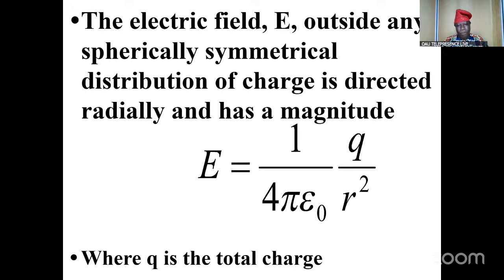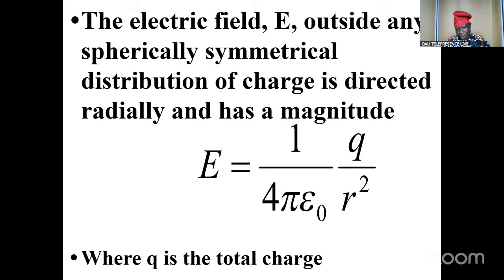So we go to the next slide. The electric field, E, outside any spherical symmetrical distribution of charge, is directed radially and has a magnitude E equals 1/4 pi epsilon naught Q over R squared. Of course, we have separated 1/4 pi epsilon naught because in our past equation it is equivalent to K.